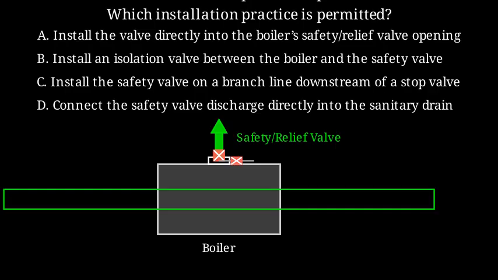stop valve. Choice D connects the safety valve discharge directly to the sanitary drain. That is prohibited. Safety valve discharge must not be directly connected to a drainage system.